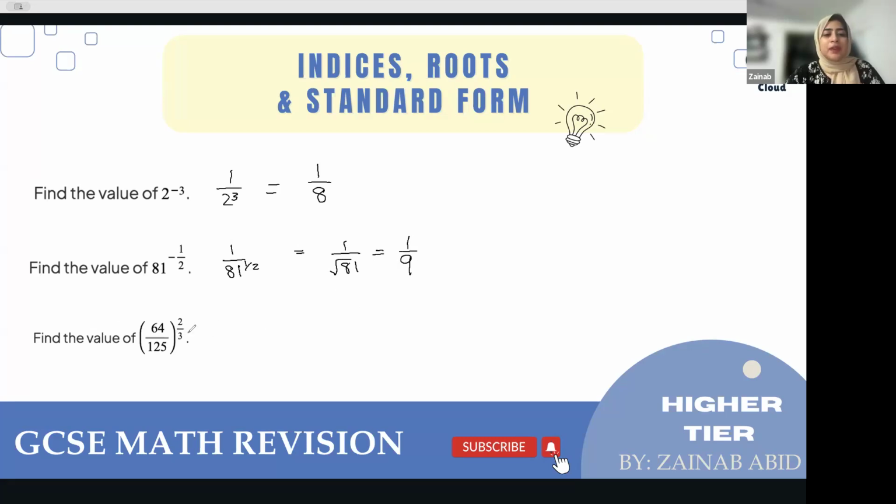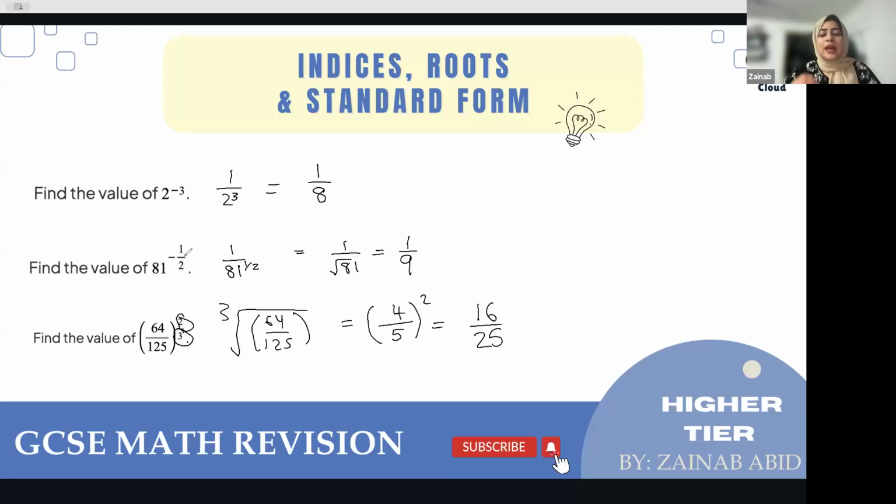And the next one here, this is basically just doing the same thing to the numerator and the denominator here. So we've got to cube root the 64 and the 125 first, and then square it. So the cube root of 64, that's 4. The cube root of 125 is just 5, because 5 times 5 is 25, 25 times 5 is 125. And then we've got to square it. Root it with the denominator, square it with the numerator. So that's going to be 16 over 25. Okay, so these are the kind of questions that you can get. You're really likely in the higher tier paper to get questions that combine the fractional indices with the negative indices as well.